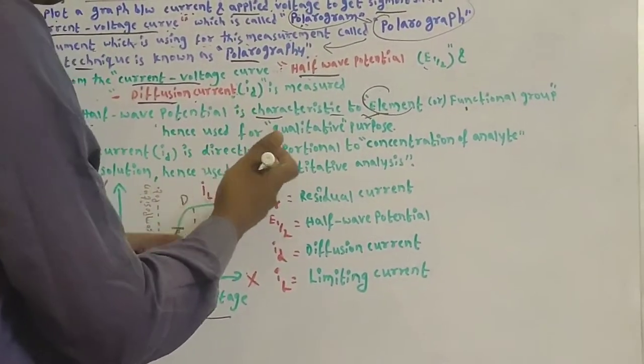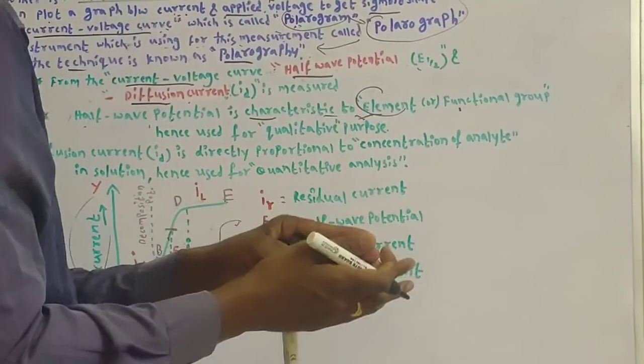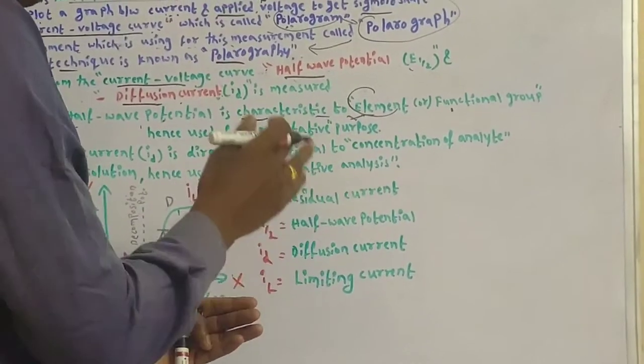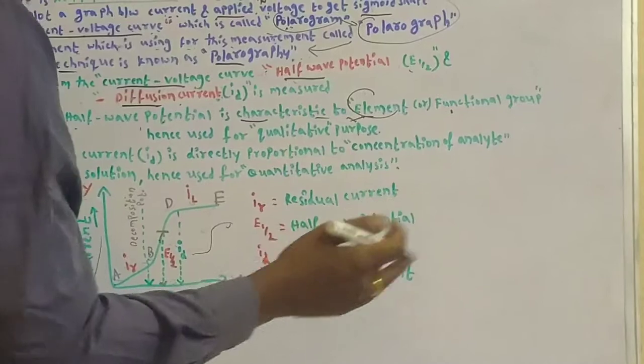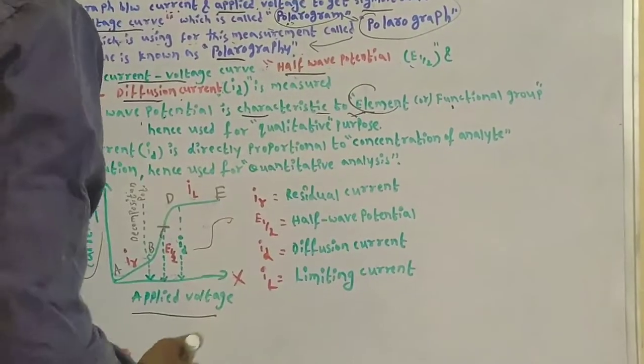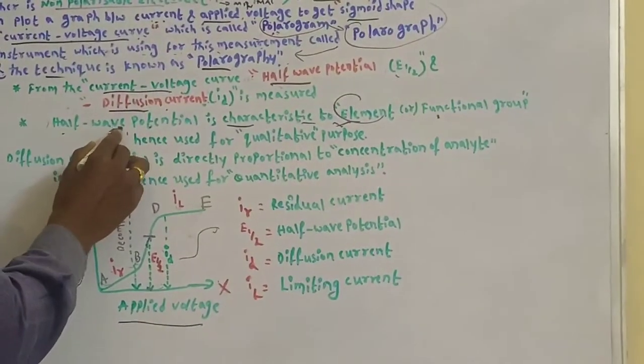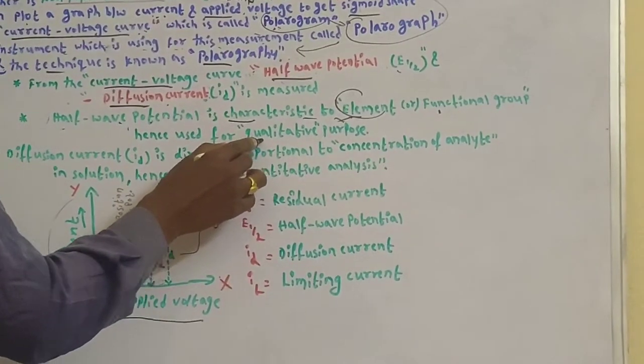Here half-wave potential is valid element to element. One element will give one kind of half-wave potential, and another element will give a different half-wave potential. That is specific to the element. So if you measure half-wave potential, that is qualitative analysis.